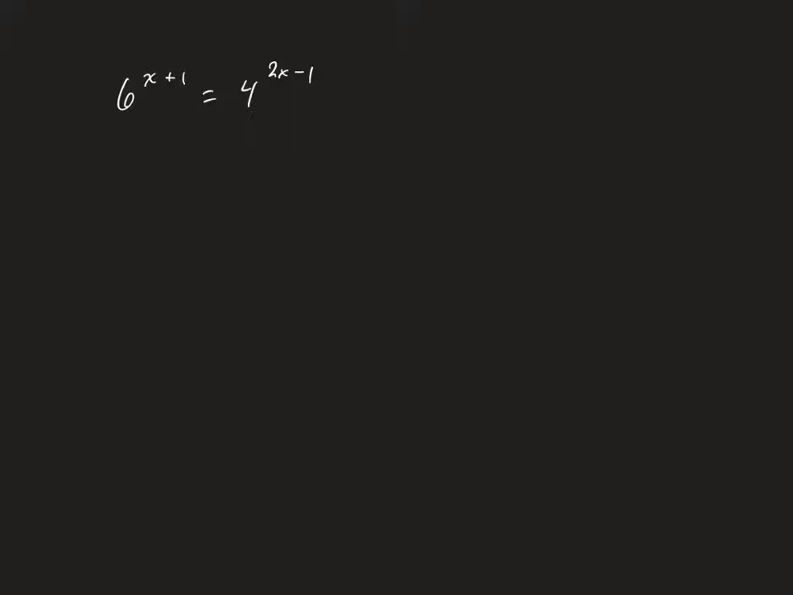The first method, and this method is often better if you're working with calculators that only like to work with common logs or natural logs, is to take the logarithm of both sides of the equation. So I'm going to start by saying log of 6^(x+1) equals log of 4^(2x-1). And then I'm going to use the log power rule to bring the exponents, the x plus 1 and the 2x minus 1, out in front. Make sure you put parentheses around each exponent, because it's the entire x plus 1 that's being multiplied by the log of 6 and the entire 2x minus 1 that's being multiplied by the log of 4.